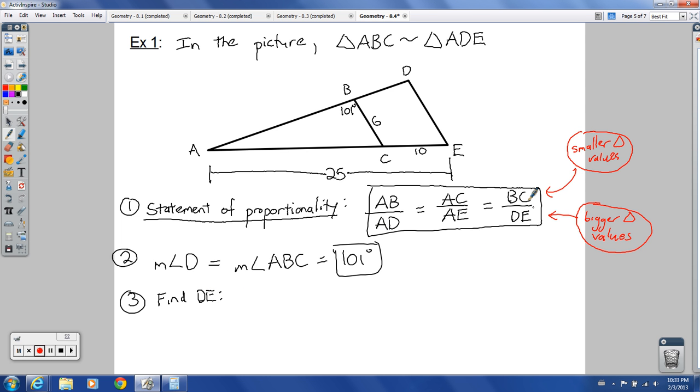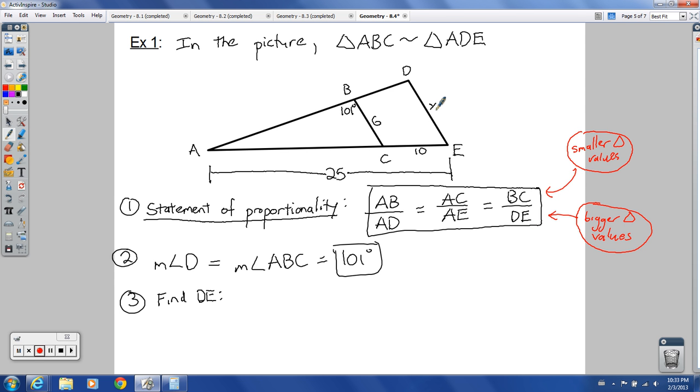You could use the similarity statement that you've already written out and look for parts that you know already. So AC and AE, do I know both of those? Because I know I want to solve for DE, so I'm going to be missing that part. But let's see, do I have AB and AD? I don't have any of those. But do I have AC and AE? Well, I know AC is going to be 25 minus 10 based on what's there. It would be 15. And I know that AE, the whole thing is 25. And so it looks like I have the fraction here. This is 15 over 25. BC is 6, and DE I could call X.